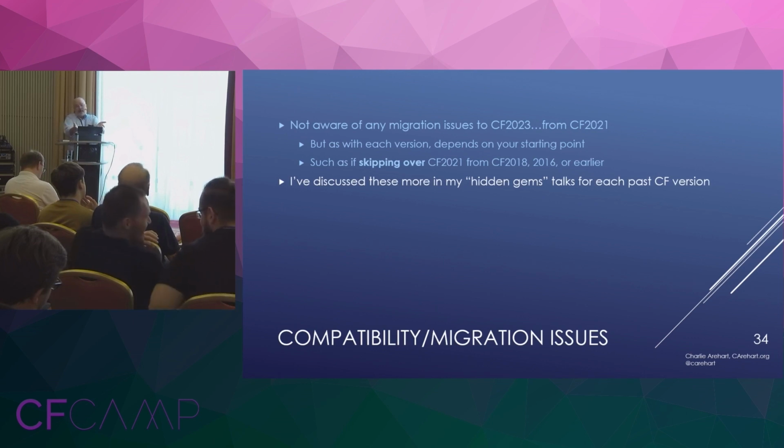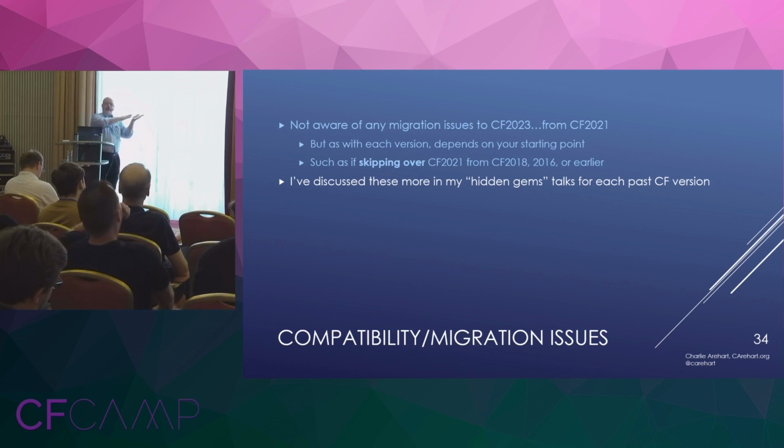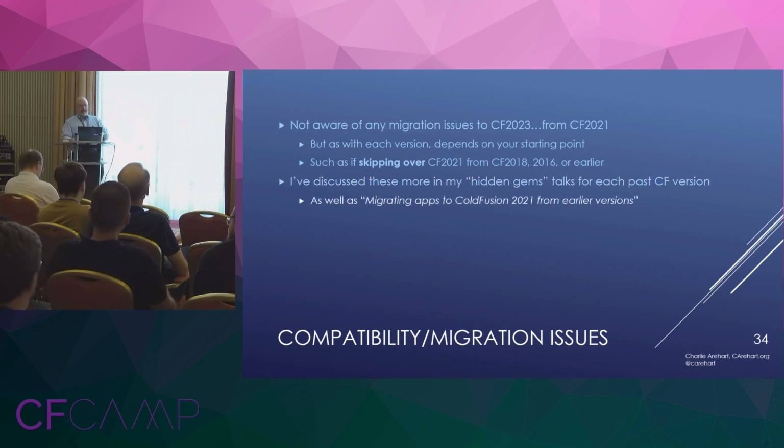I've discussed those in my hidden gems in the past. So there's none to talk about for this one, but when I did hidden gems in 2021, I talked about how it had changed from 2018. When I talked about hidden gems in 2018, I talked about how it changed from 2016. So you could look at those talks. And then I finally did a talk just 2 years ago called Migrating Apps to 2021 from Earlier Versions. And I gathered all that up into one presentation.